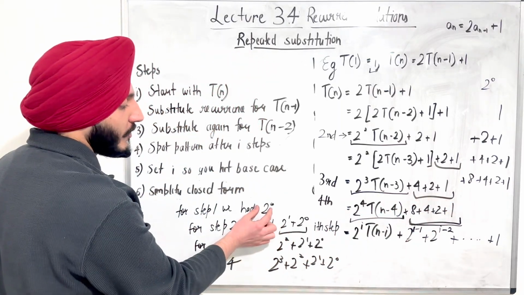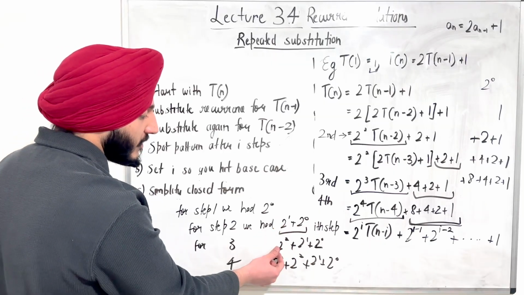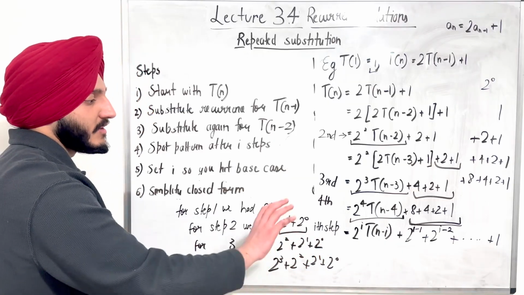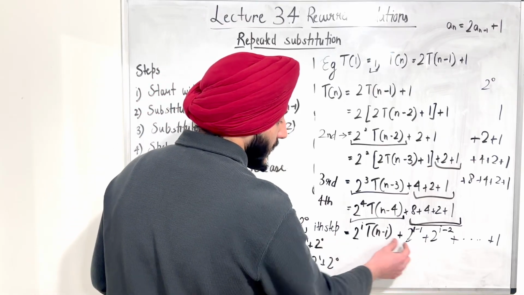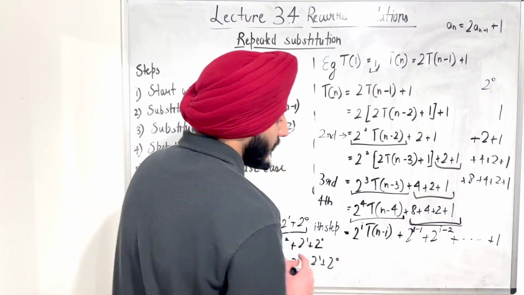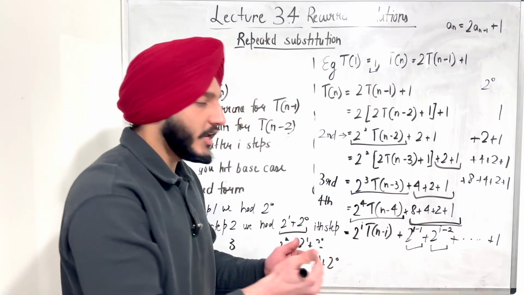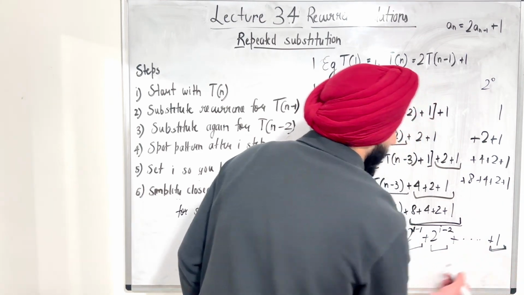For the first step, it was 2^0. Second one, it was 2^1 + 2^0. Third step, it was 2^2 + 2^1 + 2^0. So I see the pattern that for step i, it would be this term plus 2^(i-1) plus 2^(i-2). It will keep on going until we reach the final value, which is going to be 1.